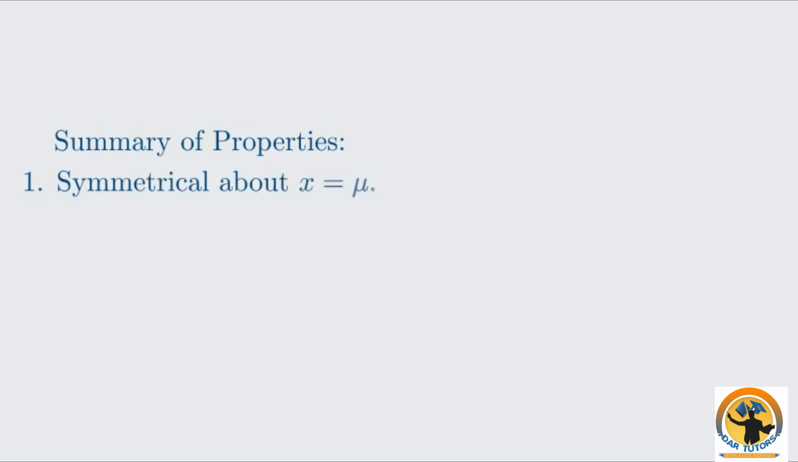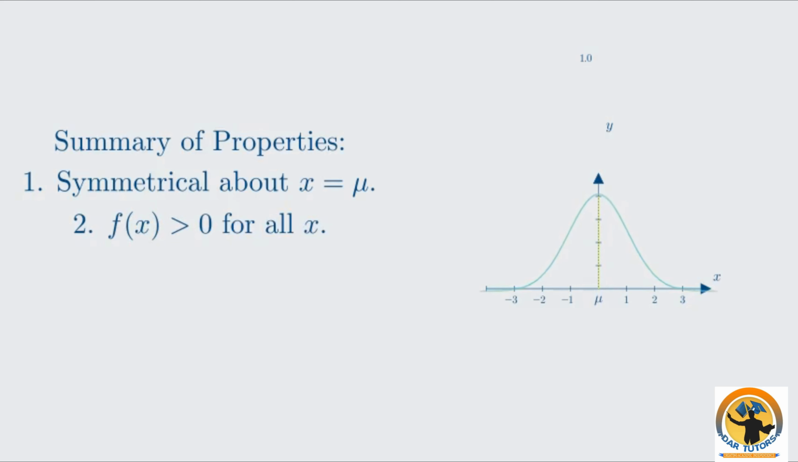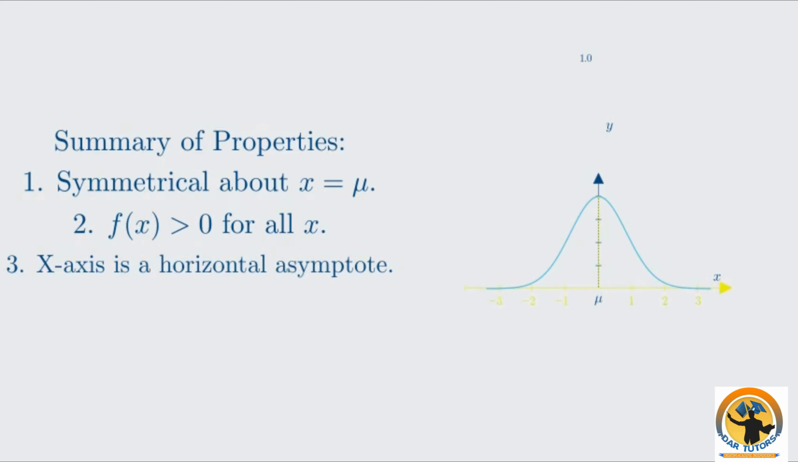Let's summarize the key properties we've discussed. First, the normal curve is perfectly symmetrical about the vertical line x equals mu, the mean. This means the mean, median, and mode are all the same value. Second, the probability density f of x is always positive for all real numbers x, even though the probability of any single value is 0. The curve never touches the x-axis, which acts as a horizontal asymptote, meaning the tails extend infinitely in both directions. The points where the curvature changes from convex to concave are located at x equals mu minus sigma and x equals mu plus sigma.